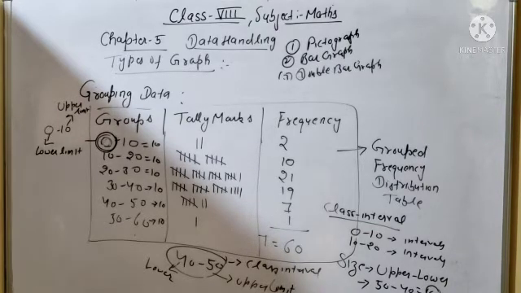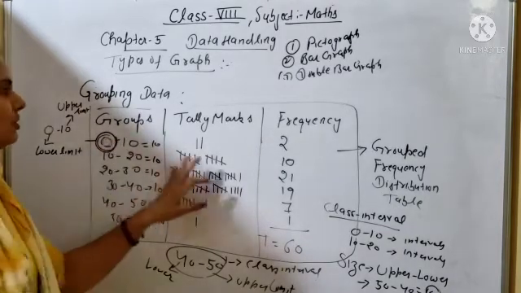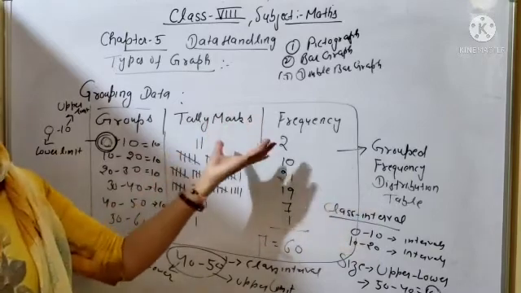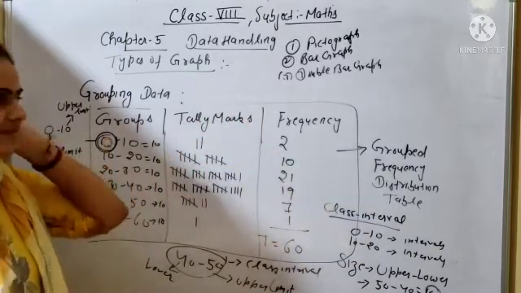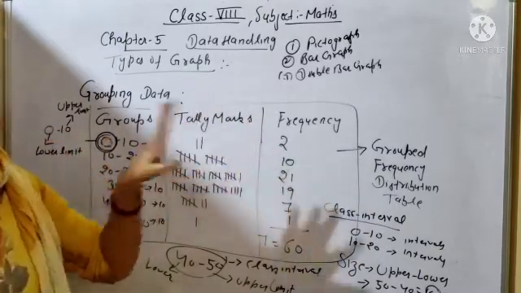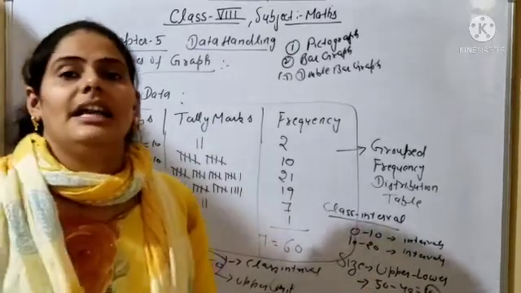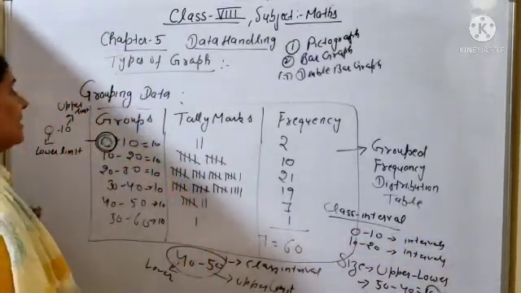When a grouped frequency distribution table is given, how will you represent it by a graph? This type of graph is called the histogram.